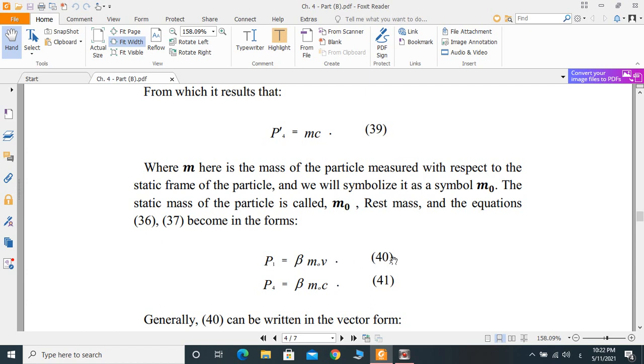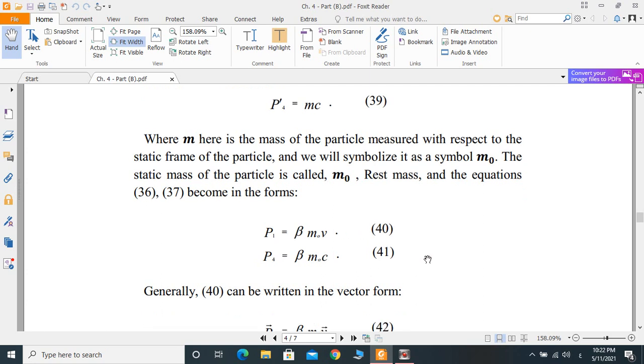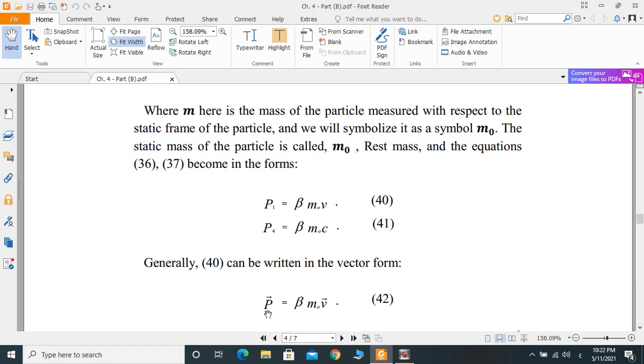The general form of this relation can be written in the vector form p equals beta m naught v.